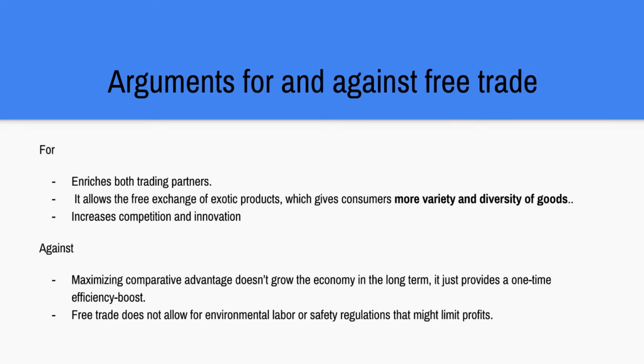Last but not least is arguments for and against free trade. Arguments for include it enriches both trading partners, it allows the free exchange of exotic products, which gives consumers more variety and diversity of goods, and it increases competition and innovation.